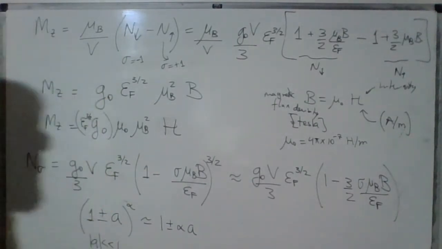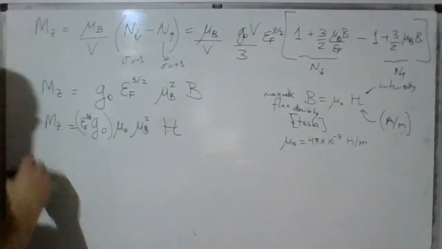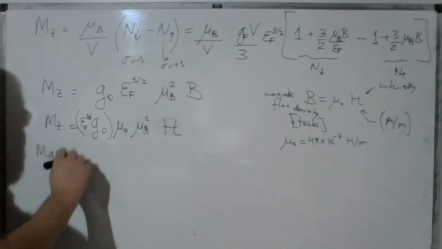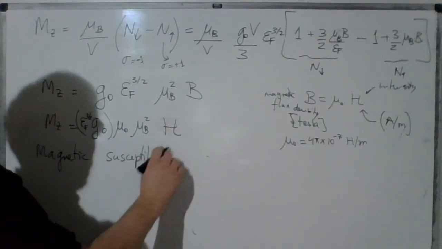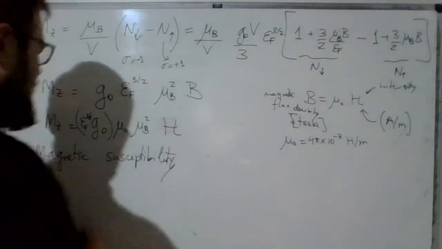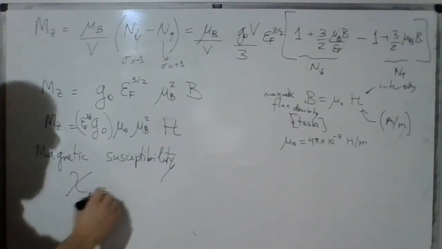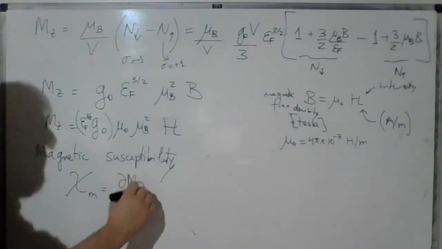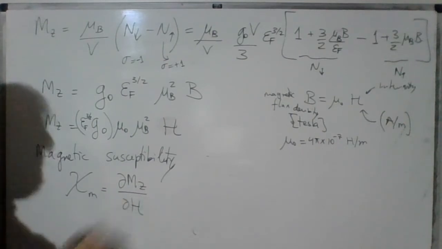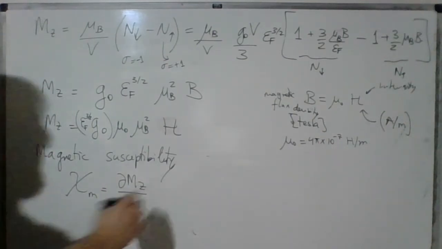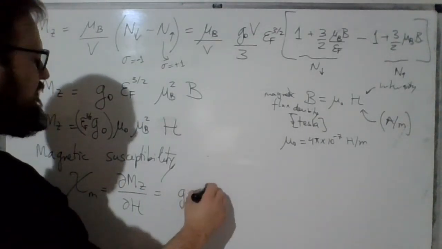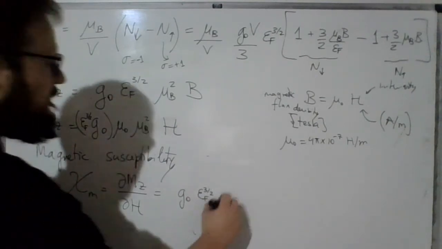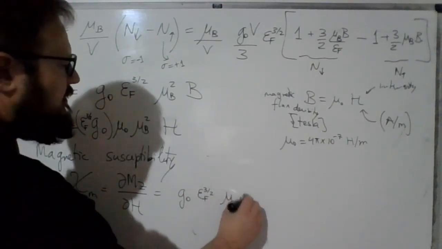Okay, so in the end, if you want to calculate the magnetic susceptibility, you need to calculate the following. The magnetic susceptibility is the derivative of the magnetization with respect to the intensity of the magnetic field. It produces just the G0 Fermi energy to the 3/2 and mu naught Bohr magneton squared.